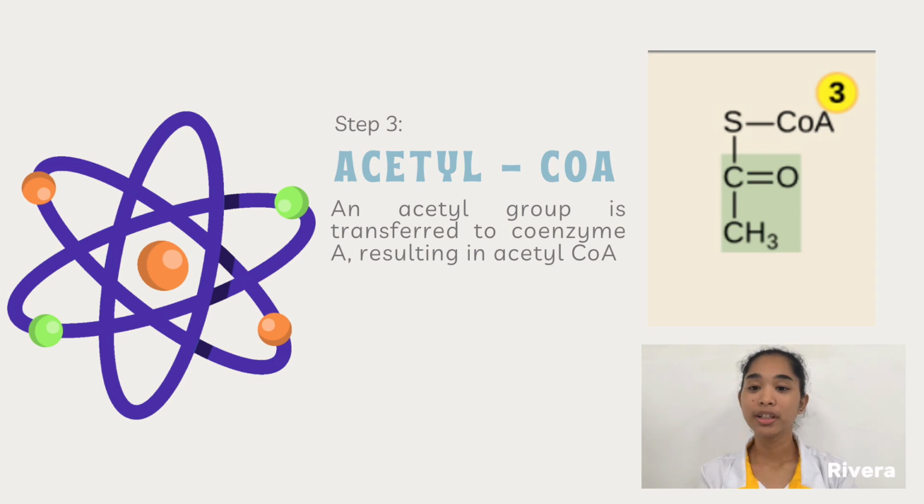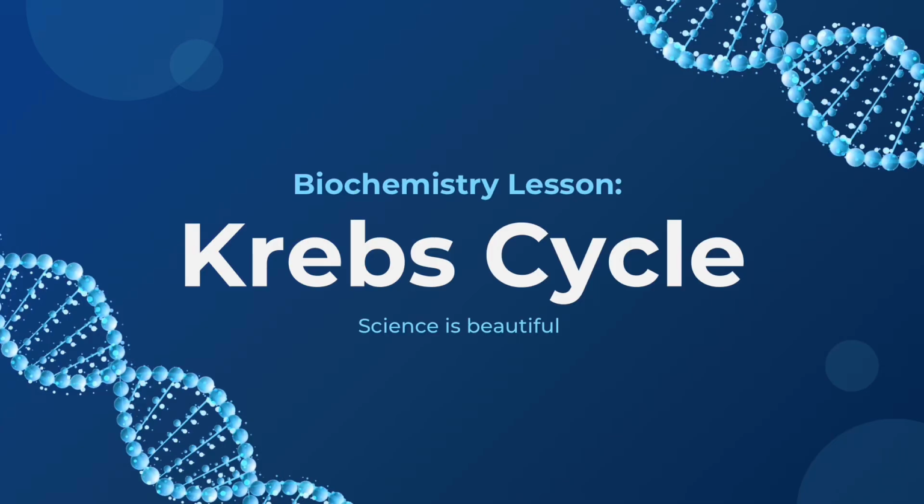To conclude, a crucial stage that links glycolysis and the citric acid cycle is the oxidation of pyruvate. Acetyl-CoA, CO2, and NADH are produced as a result, and these are necessary for ATP synthesis and cellular energy metabolism. And that's the end of our topic. Thank you.